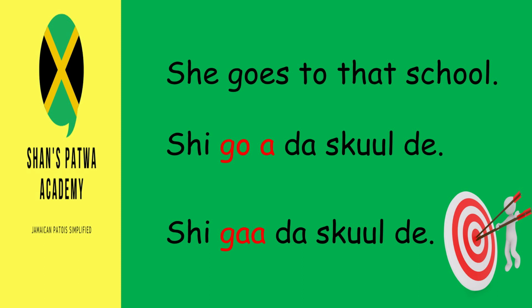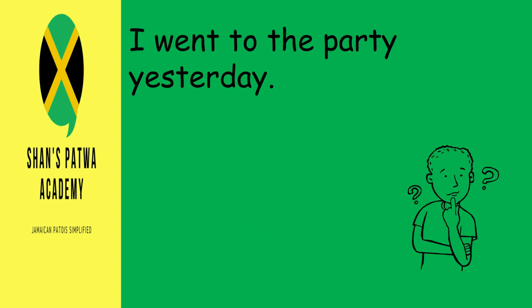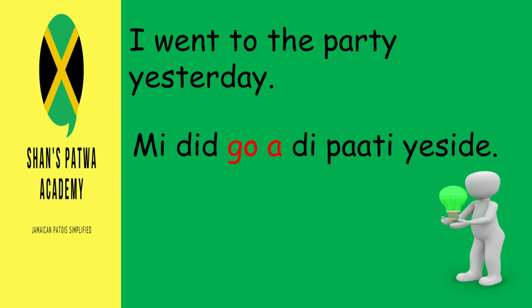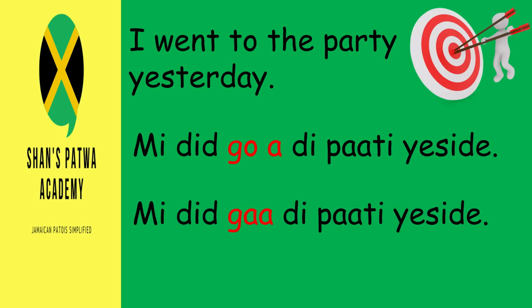Let's look at another sentence with this contracted word. I went to the party yesterday. In Jamaican Patois, this becomes, me did goa a the party yesterday. And contracted, it now becomes, me did ga a the party yesterday. Both mean the same thing. One has the contracted form ga and one doesn't.